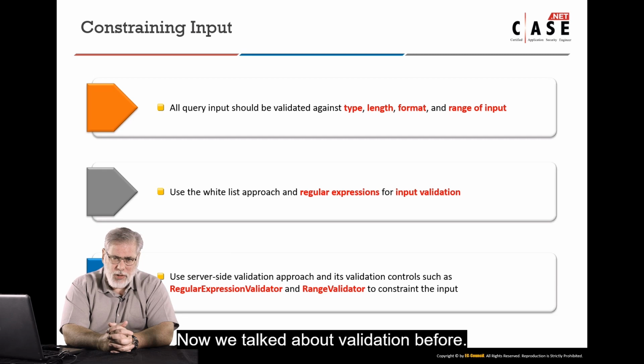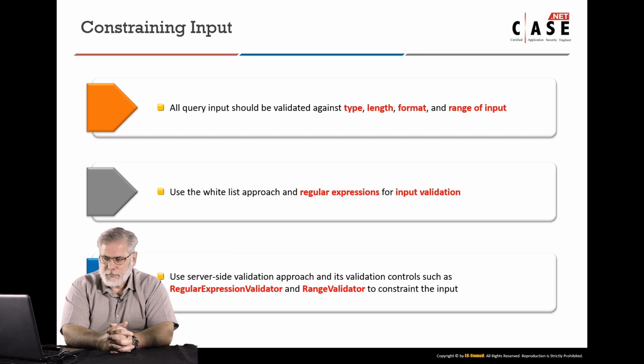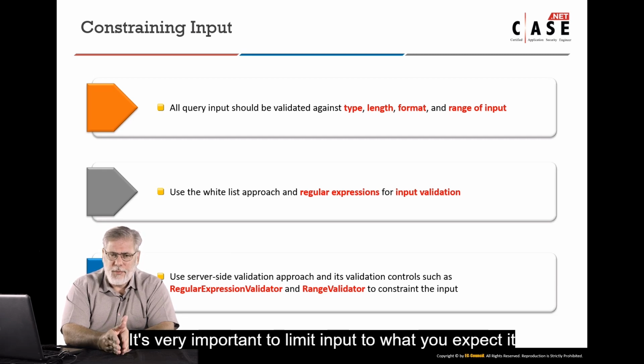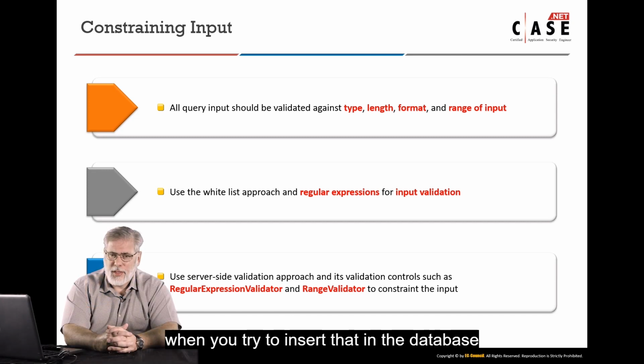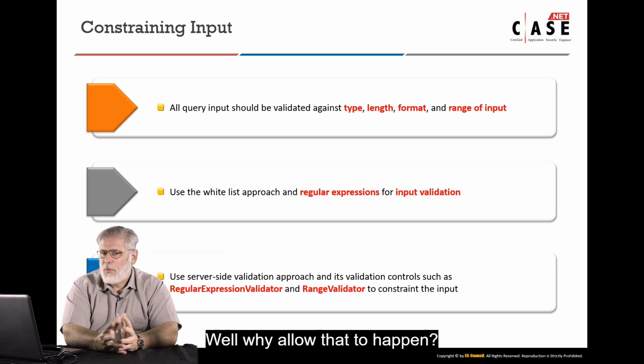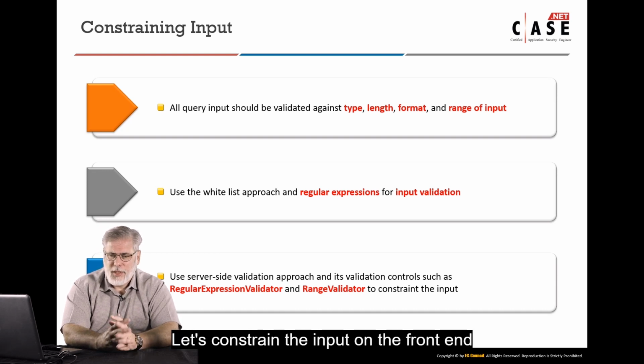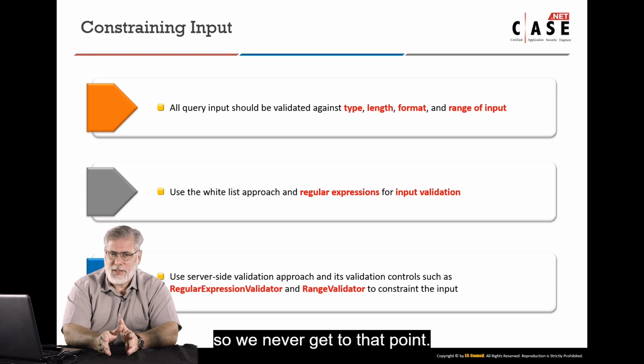Constraining input. Now, we talked about validation before. It's very important to limit input to what you expected. And again, this is going to be true for limiting attack vectors as well as just preventing errors. If you have a last name field and you're going to put it into a database, and that database column has a length of 40, and you allow the user to enter in 50 characters, and you don't stop it, when you try to insert that in the database, you're going to get an error. Well, why allow that to happen? Let's constrain the input on the front end so we never get to that point.